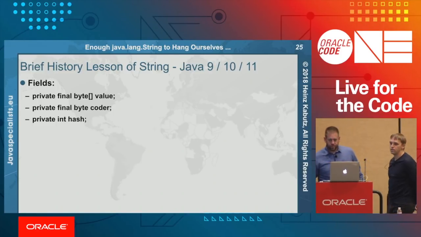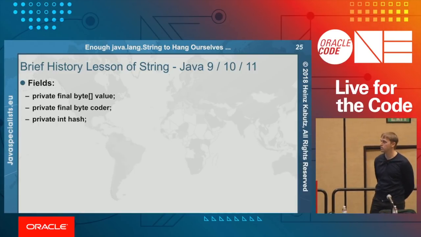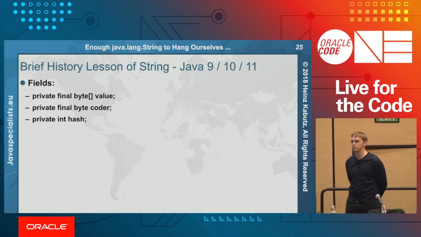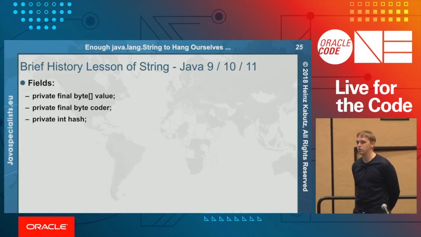Okay, so we are now in the parlance of Java 9, 10, and 11. The string is all the same, but as you can see, the char array is gone. So we have a byte array and a byte coder. So what's up with that?